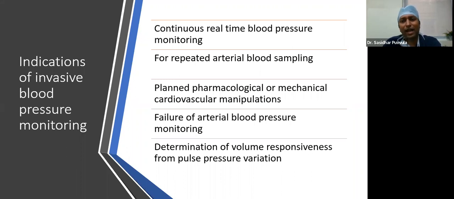And when there are any planned pharmacological or mechanical cardiovascular manipulations, such as vasopressor therapies or IABP, you need to have invasive arterial blood pressure monitoring. And obviously, when we are not able to get proper non-invasive blood pressure readings because of various factors, you need to go for invasive. One more advantage of an invasive pressure monitoring system is you can calculate volume responsiveness, especially by pulse pressure variations.